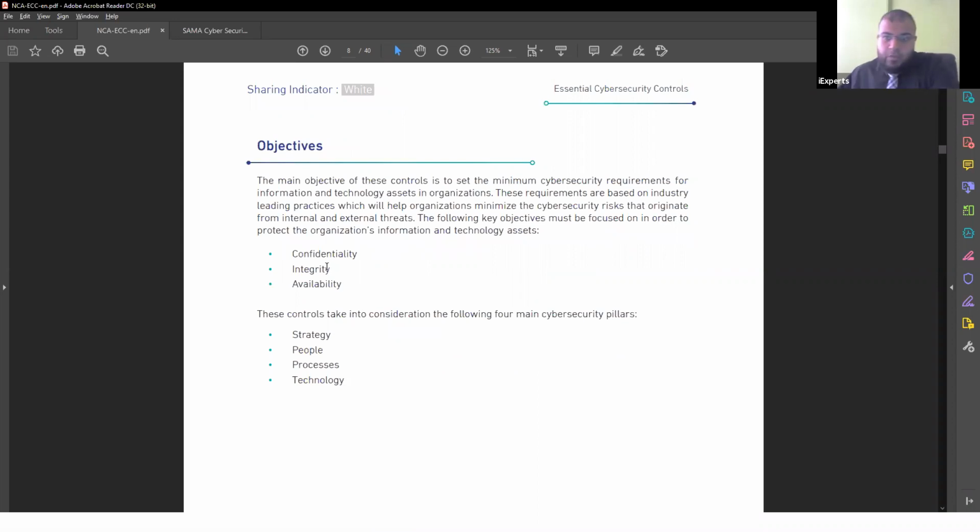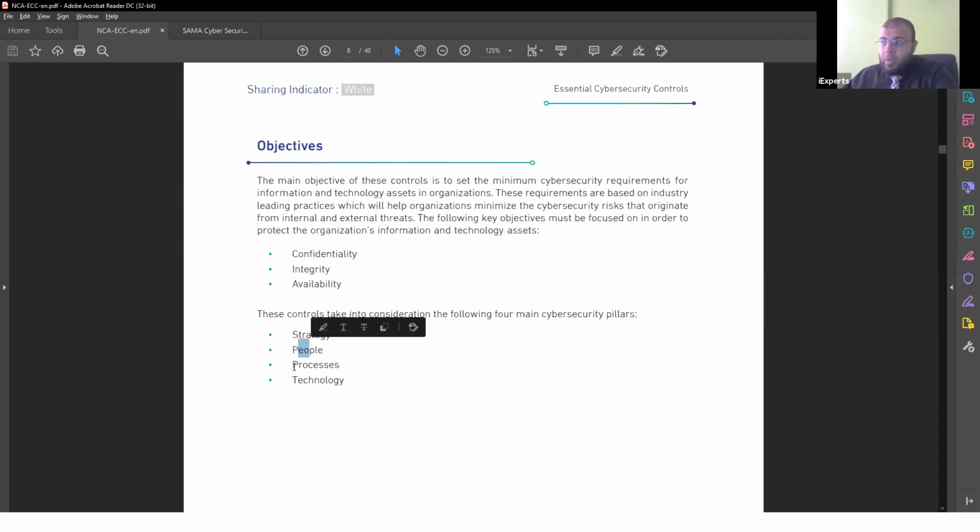At the end of the day, if you ask me what is the main reason to have this regulation, it is to achieve the objectives of the controls. What are the objectives of the controls? It is the CIA: confidentiality, integrity, availability. And if you ask me how we can achieve the controls, it's through the PPT.